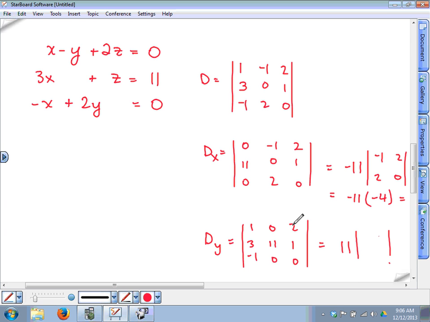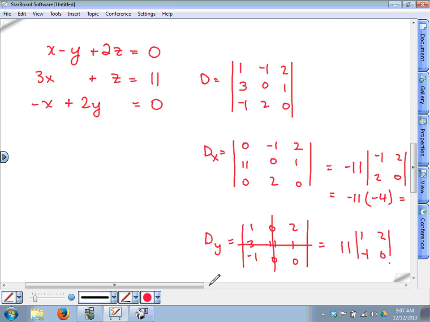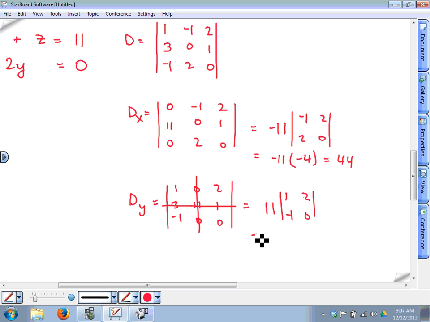Okay. Now we've got to figure out what the minor matrix is. It's 1, negative 1, 2, 0. So we're going to get 11, and then it's 0 minus negative 2. Just 2. So that one is 22.